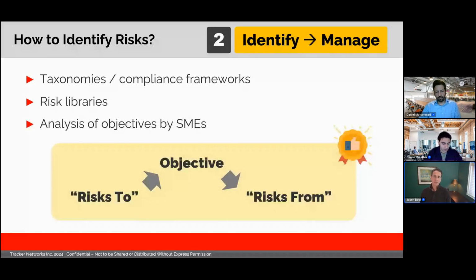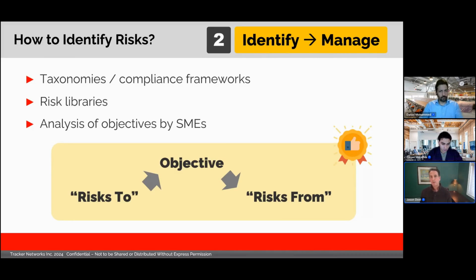And that leads us to the next approach, which is a best practice in most cases. The approach is to have subject matter experts consider the objectives of your activity from two perspectives. First, they should think about and identify the risk events that, if they were to occur, would impact your ability to achieve each of your objectives. We call these risks to the objectives.